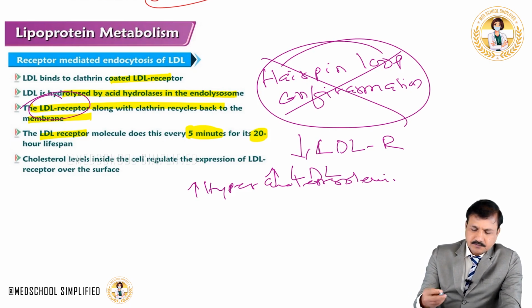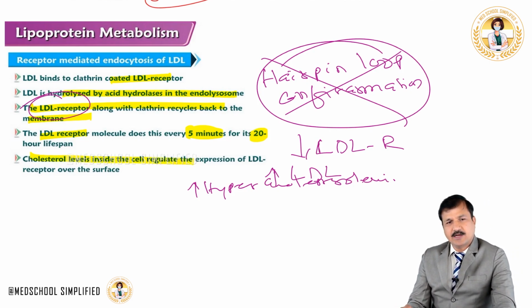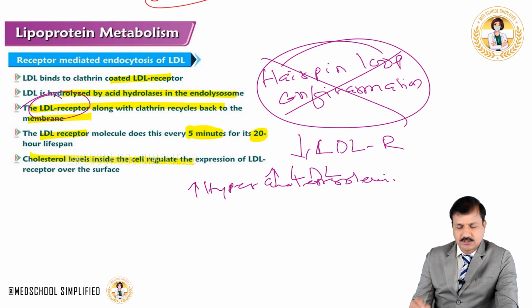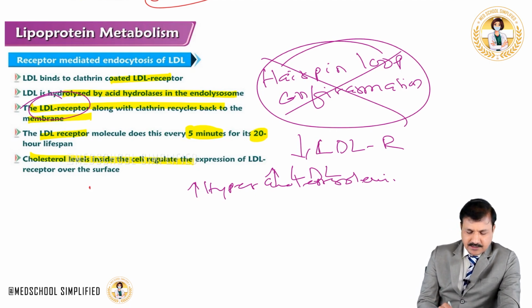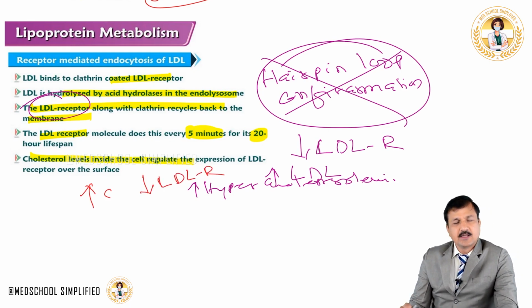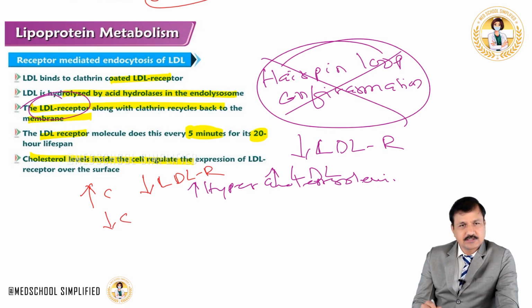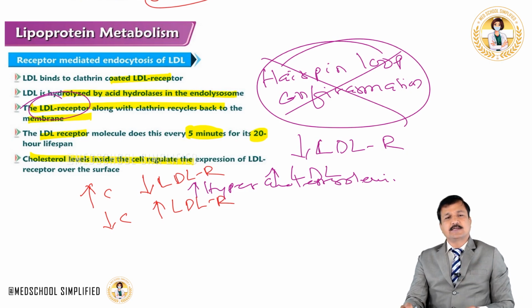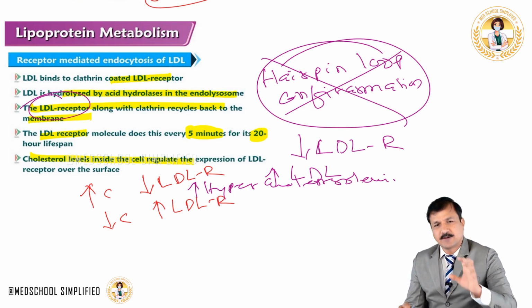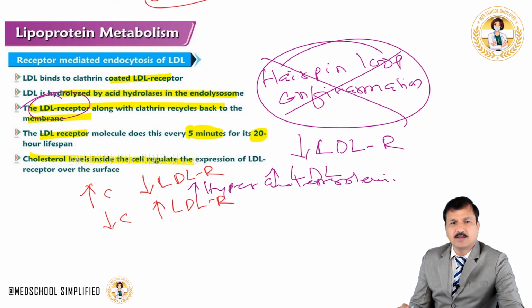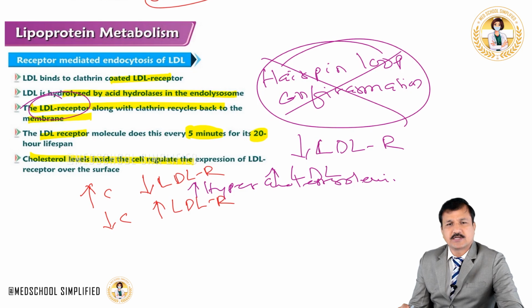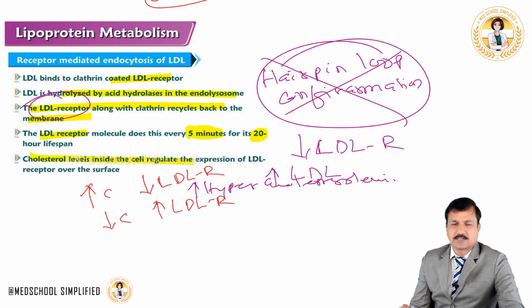Already, as I told you, the number of LDL receptors present over the cell membrane is regulated by the amount of cholesterol present inside the cell. If there is more cholesterol inside the cell, there will be fewer LDL receptors over the cell membrane, because that cholesterol is not necessary for the cell, already plenty is there. If there is less cholesterol inside the cell, then there will be more LDL receptors over the membrane. Depending on the cholesterol needs of the cell, LDL receptor number can be altered by regulating expression of the LDL receptor gene inside the cell.